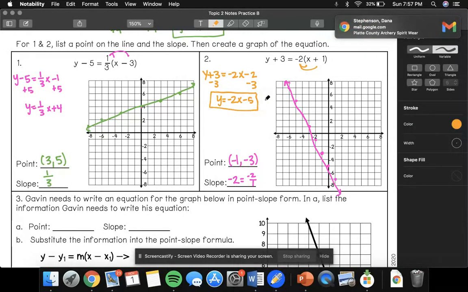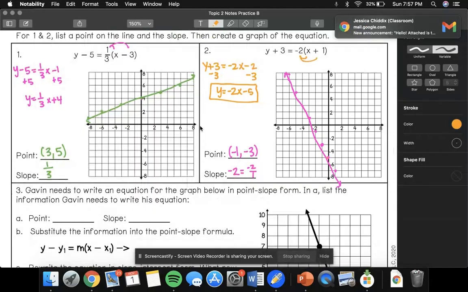Okay. Again, we know that we're right because it crosses at negative 5 and it goes down to right 1, down to right 1. So just giving you guys some options.